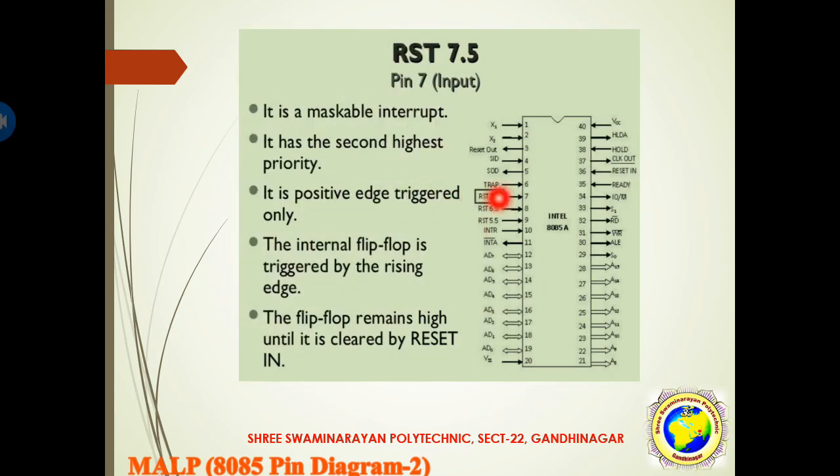Here are pin numbers 7, 8 and 9. These three are the reset inputs. Here the level is 7.5. It is a maskable interrupt and it has the second highest priority, on input pin number 7. It is positive edge triggered only, and the internal flip-flop is triggered by the rising edge.